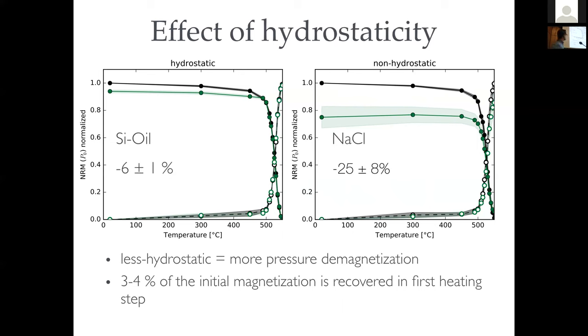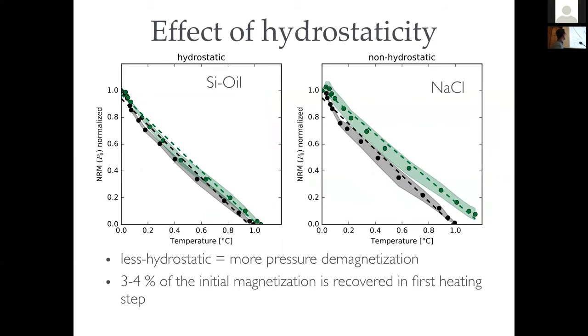The interesting thing is that we gain about 3% of moment in the first heating step, which doesn't seem like a lot, but if I show you the Arai diagram, this actually makes a difference. In the hydrostatic ones, the pressure demagnetization and the lowering of the paleointensity are about equal, while for the non-hydrostatic ones, this gain of moment in the first step means we lose less paleointensity, even though we lose more NRM moment. But you can also see a much stronger shallowing of the slope than for the hydrostatic stress.